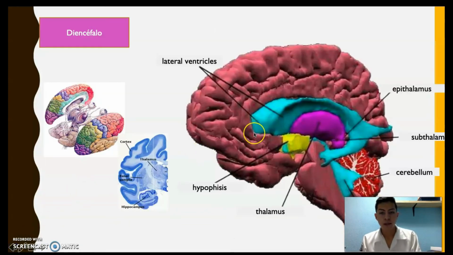Then we have the hypothalamus, an important part that is responsible for producing the hormones that control the organs and cells in the body in general. And then we have the subthalamus, which is located between the thalamus and the midbrain, and participates in the integration of somatic motor function.